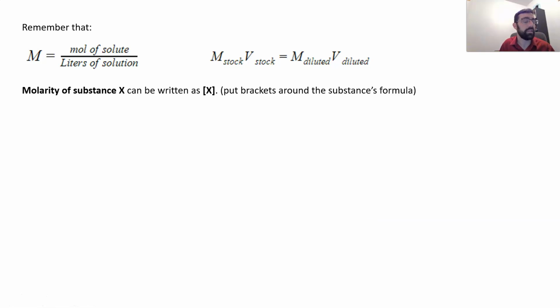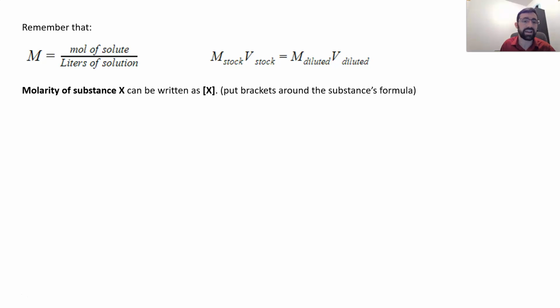Remember that our molarity equation is moles of solute over liters of solution. Sometimes we represent that as n over V because it's moles divided by volume, but it's specifically moles of solute divided by the volume in liters of solution. We also want to know the formula for diluting solutions. The molarity of your stock solution times the volume of the stock solution that you use will be equal to the molarity of your diluted solution times the volume of your final diluted solution.